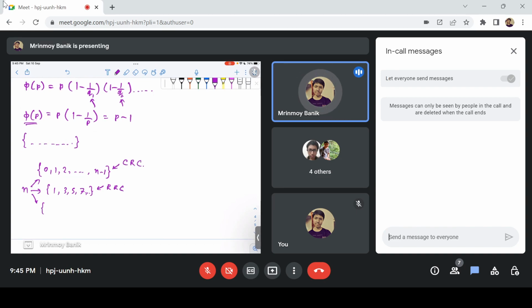And then we have the quadratic residue class. So let's take an example to understand this better. Let n equal 13, or p equal to 13, whatever you want to say.